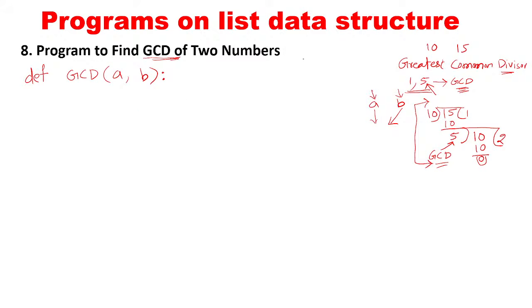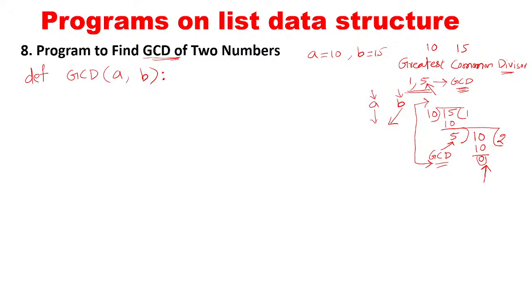Okay, so let us take a value as 10 and b value as 15. Now what we are doing, we are dividing. We are continuing the division process up to what level? Until the remainder becomes equal to 0. Until the remainder becomes equal to 0, we go on continuing the division process.